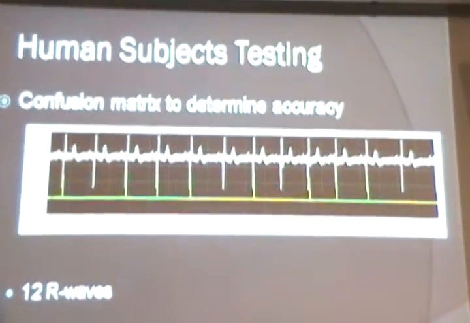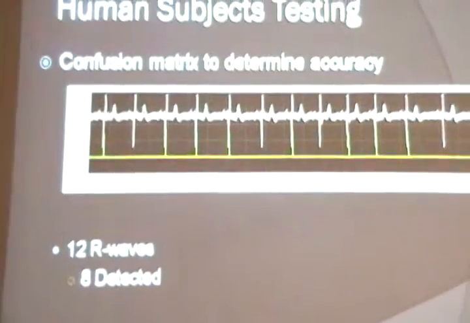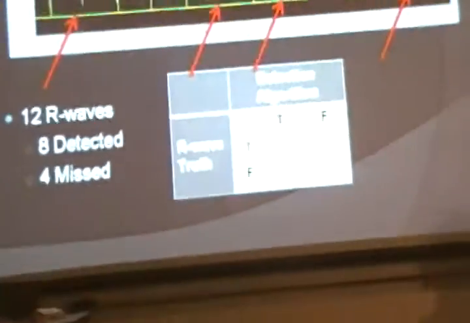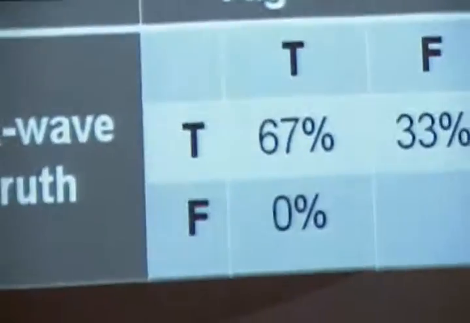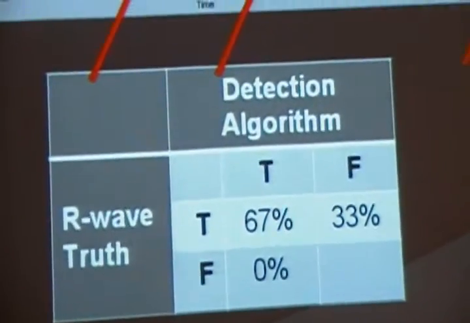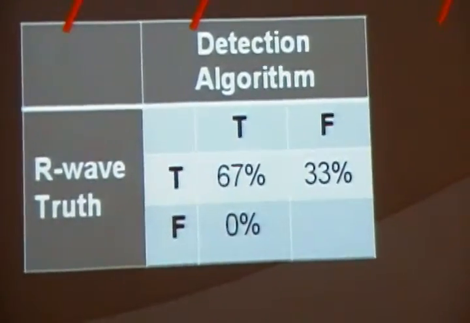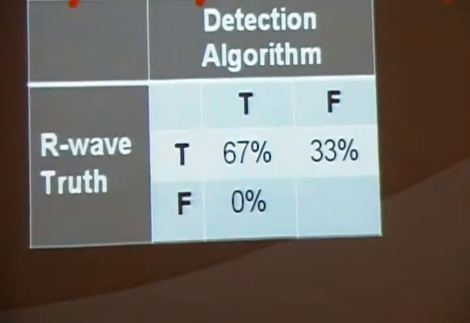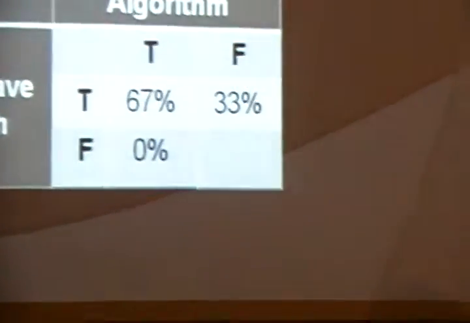Here is another ECG waveform, where you can see 12 R waves. 8 were detected, and 4 were missed. Here's the confusion matrix. 67% represents the 8 that were detected, 33% the 4 that were missed. 0 on the bottom left indicates the number of false triggers. Fortunately, we didn't have any. And the bottom right corner indicates the number of correct non-R waves, so we can just leave that blank.